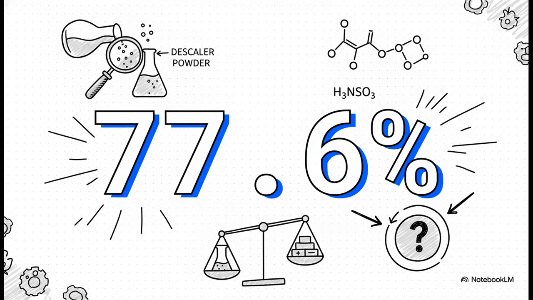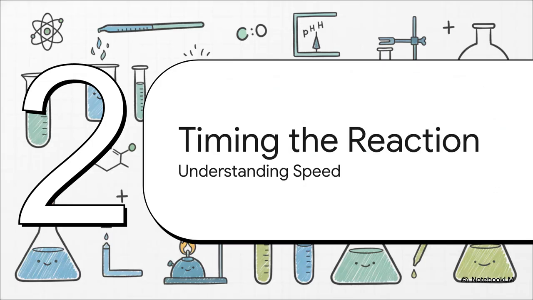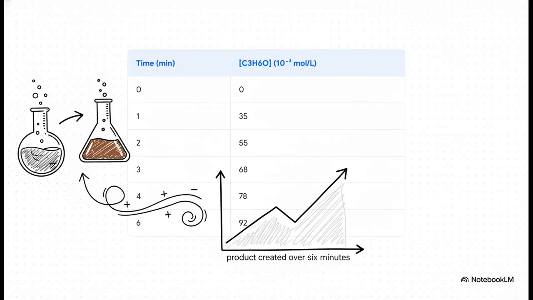No guesswork. Okay, but knowing what's there is only part of the story, right? Sometimes the most important question is actually, how fast do things happen? And that brings us to our second tool, the science of kinetics, which is really just the study of speed in the chemical world. The exam gives us this raw data from an experiment. Basically, scientists took an alcohol, oxidized it, and then measured how much of the new product was being created over a 6-minute period.